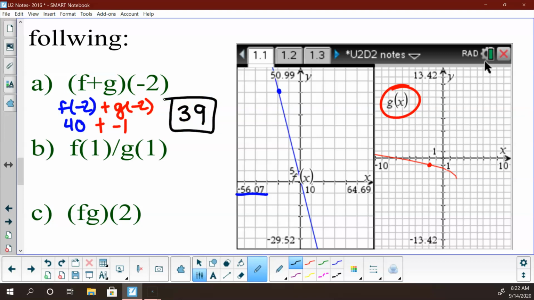Easy enough. It's just trying to get you guys used to going from the graph, doing it algebraically, just exposing you to all the different kinds of notations that you'll see. Do we want to do another one?